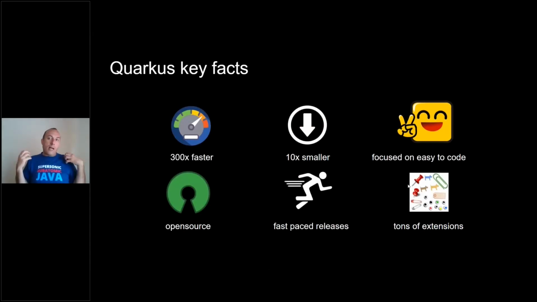So the Quarkus key facts. As I said, one of the main things is that it is really fast, and we will see it later. It also has a very low memory footprint. Also, it's focused on being easy to code. As I said, it's not forcing you to learn new tricks. Also, it's open source. For me, at least, it's a must. And one of the very interesting things is that it has fast-paced releases.